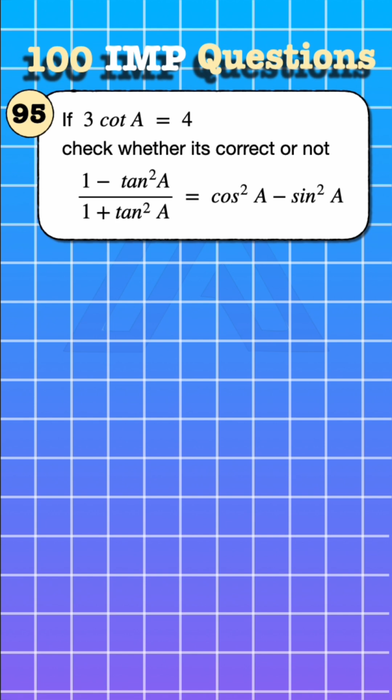Question number 95. If 3 cot A equal to 4, check whether it's correct or not. Left hand side 1 minus tan square A upon 1 plus tan square A. Right hand side cos square A minus sin square A.